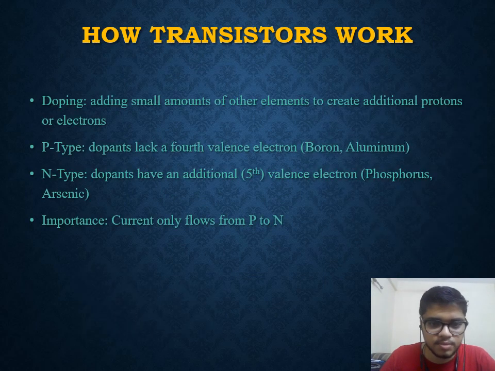How do transistors work? It is basically done by doping, adding small amounts of other elements to create additional protons, neutrons, or electrons. Doping is for p-type and n-type, in which we can connect the gap between them, and it will conduct electricity. Similarly, p-types are doped and lack a fourth valence electron, and n-types are doped with an additional fifth valence electron, and the flow is from p to n.